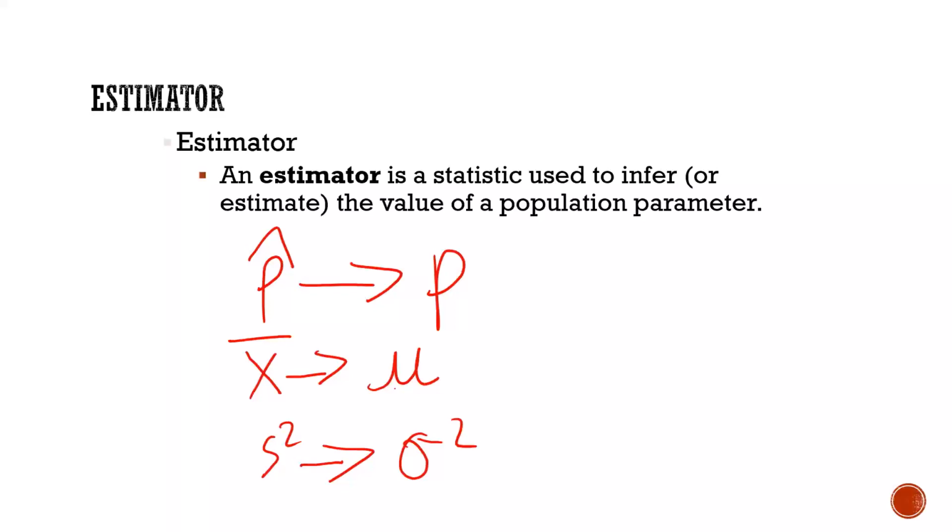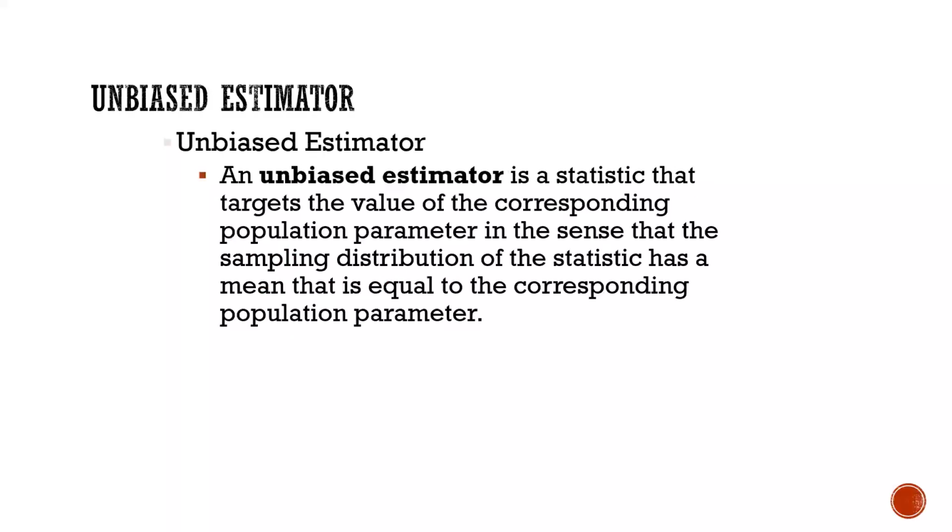An unbiased estimator, here's the definition. Let me try to tell you what this means, though. An unbiased estimator is a statistic that targets the value of the corresponding population parameter. And what does that mean? In the sense that the sampling distribution of the statistic has a mean that's equal to the corresponding population parameter. There are a lot of words there that probably are confusing you, but let's say what we meant.